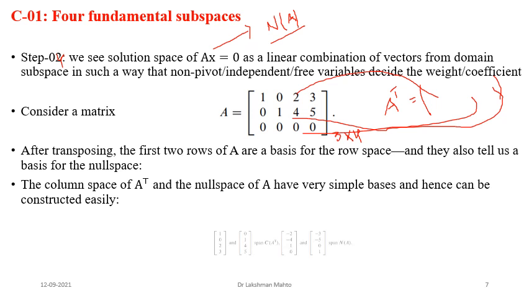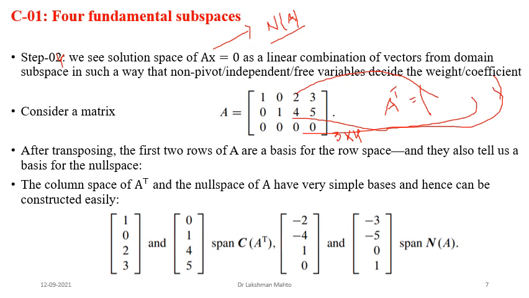Now here we will see that this one is the first row of A transpose, this one is the second row of A transpose, and we are trying to find the column space of A transpose as the row space of A. So a linear combination of these two will give the row space of A. You can see that this first row and second row will give the row space of A, or simply the column space of A transpose.